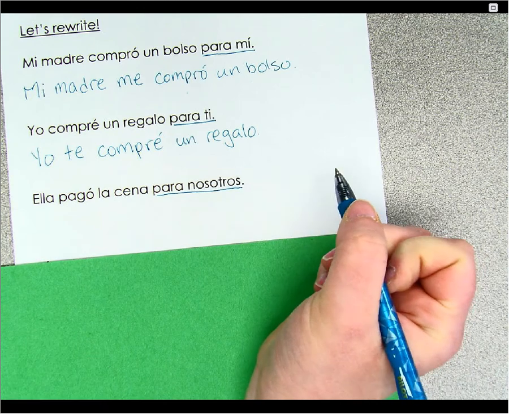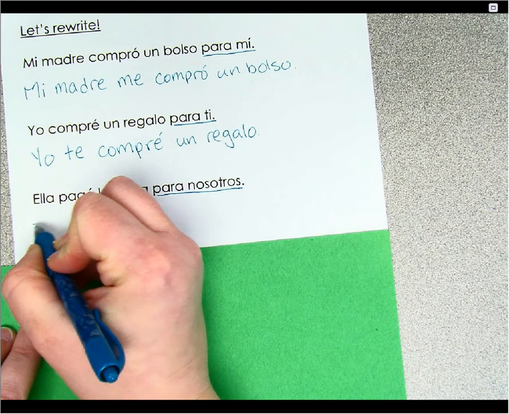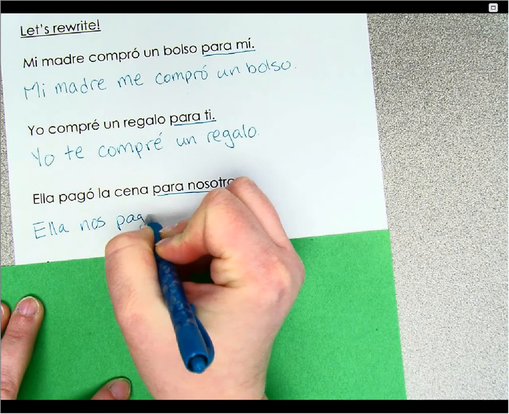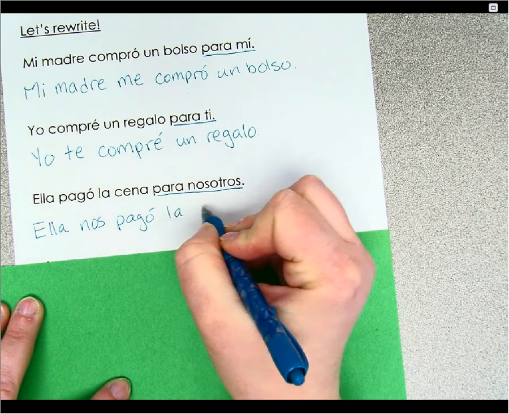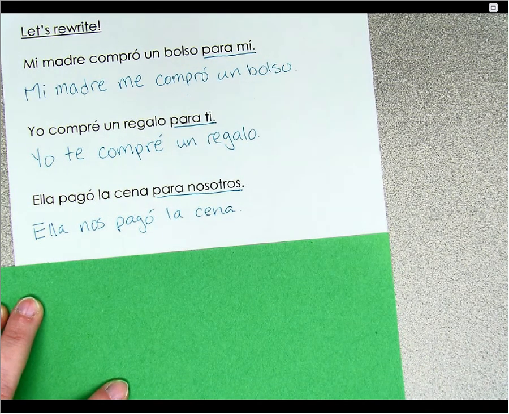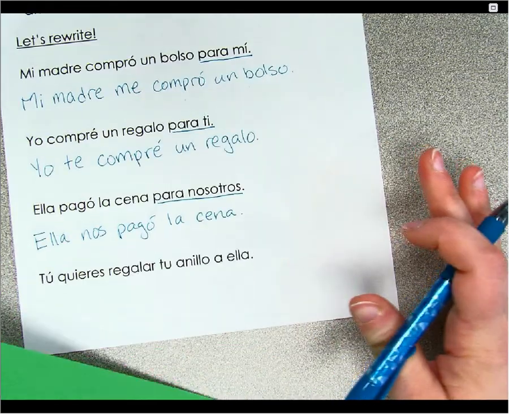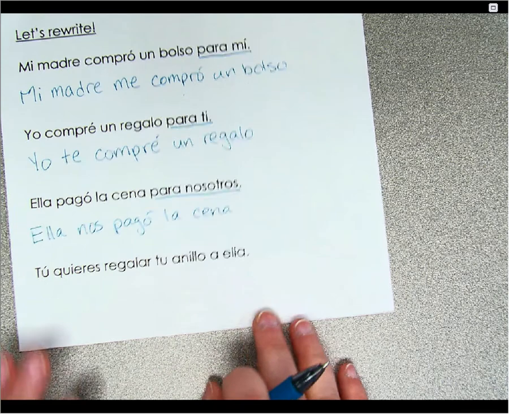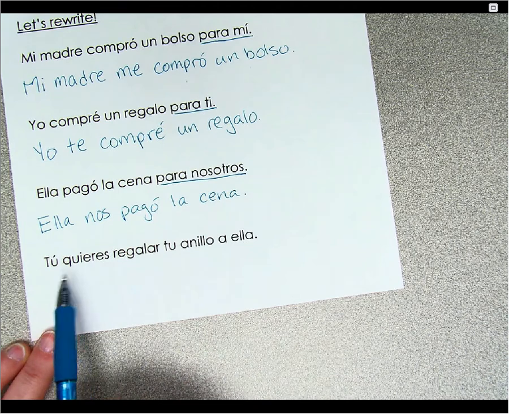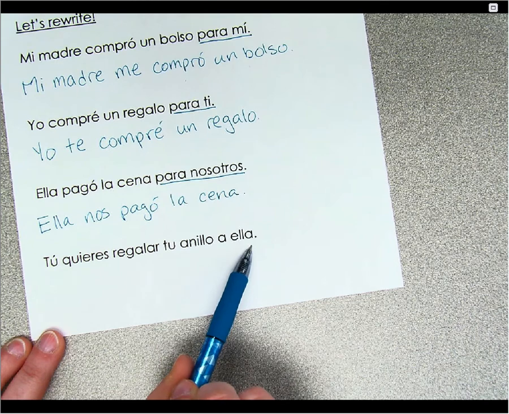So our sentence is going to change from ella pagó la cena para nosotros to ella nos pagó la cena. She paid for dinner for us. All right, and our last sentence. Okay, so tú quieres regalar tu anillo a ella. So you want to buy, or I'm sorry, you want to gift your ring to her.